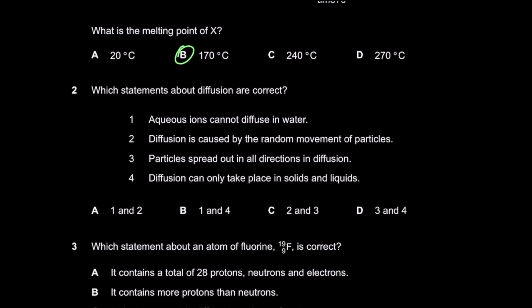MCQ2 says which statement about diffusion is correct. Now it says aqueous ions cannot diffuse in water. Oh, aqueous ions can diffuse in water. If this was the case, then all the transition metal ions which gave you colored solutions would only give you a color in one part of the solution, and the rest of the solution would remain colorless, right? Is that the case? No.